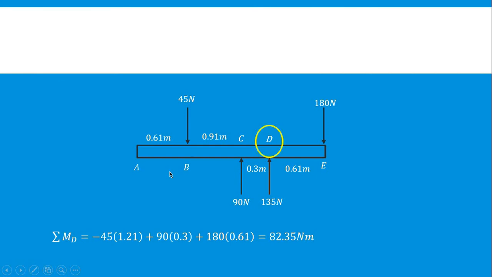And lastly, by getting the summation of moments at D, 45 Newton is going counterclockwise. That will give us negative 45 multiplied with a summation of 0.91 meter and 0.3 meter, that is 1.21. Next is point C with 90 Newton going clockwise, which gives us positive 90 multiplied with the distance 0.3 meter. And next is 180 Newton going clockwise as well, multiplied with 0.61 meter. All in all, that will give us the summation of moments at D with a total of 82.35 Newton meter.